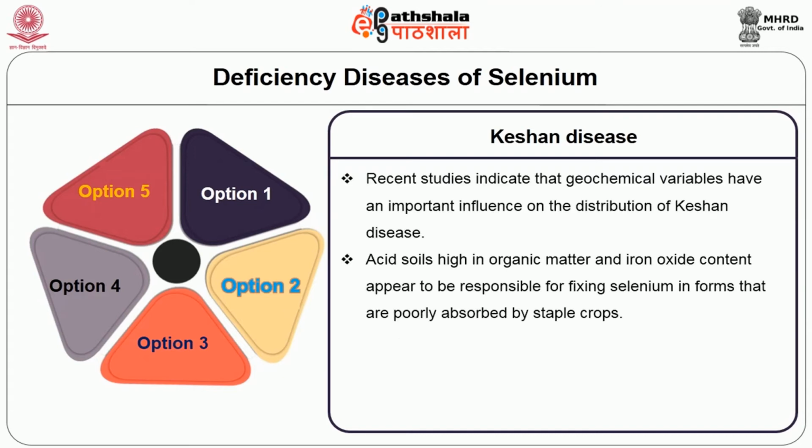Recent studies indicate that geochemical variables have an important influence on the distribution of Keshan disease. Acid soils high in organic material and iron oxide content appear to be responsible for fixing selenium in forms that are poorly absorbed by staple crops.